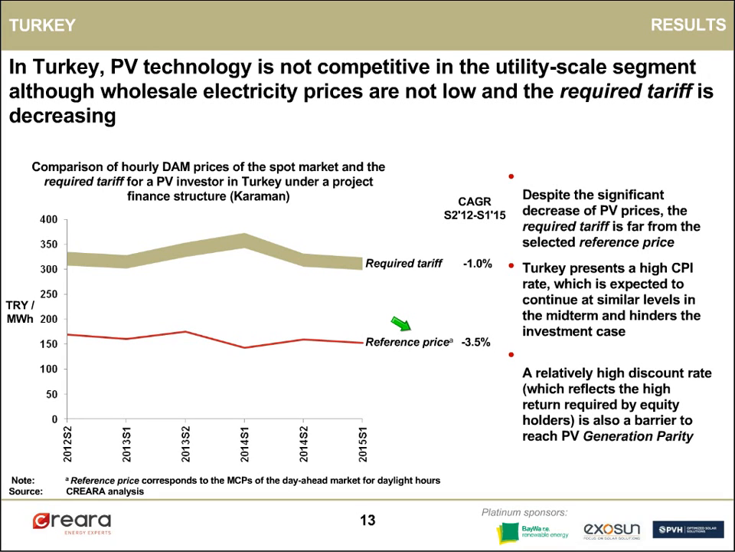And basically the CPI rate in Turkey is expected to stay on a similar level, and so we believe that in the midterm the investment case will not change too much. The same for the high discount rate, which is the high return that the investors ask for in Turkey, can be considered a barrier to the PV generation parity.